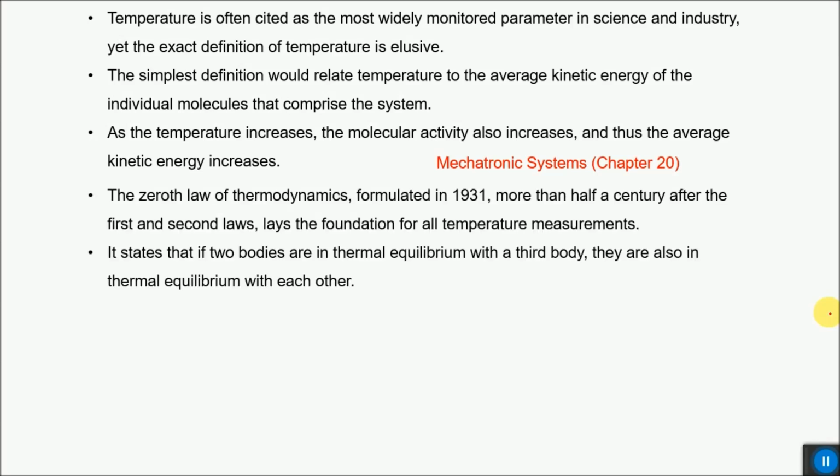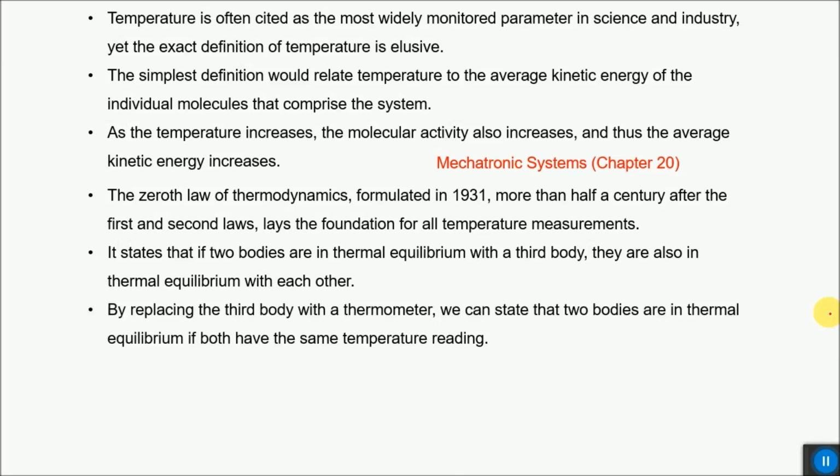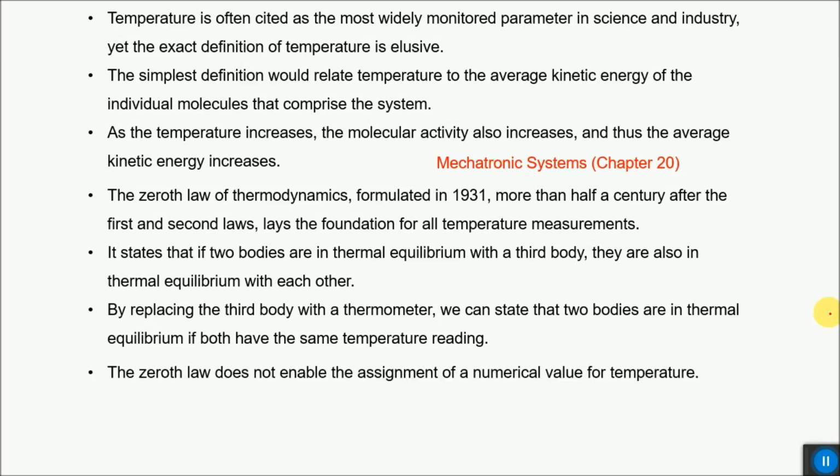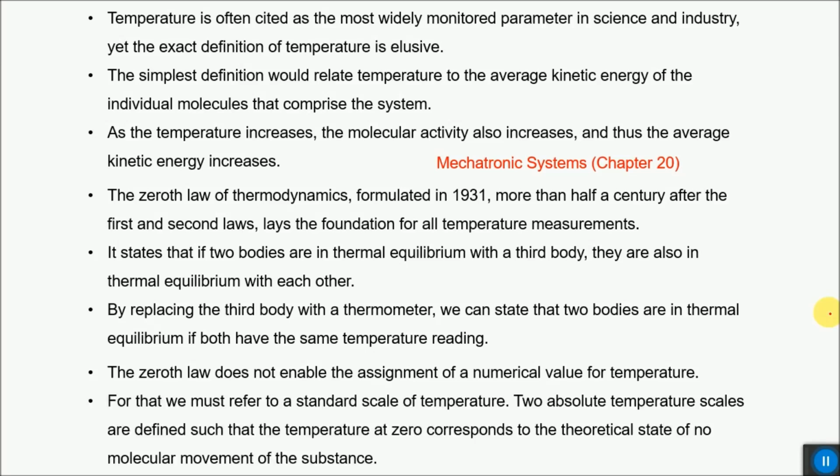The zeroth law of thermodynamics lays the foundation for all temperature measurements. It states that if two bodies are in thermal equilibrium with a third body, they are also in thermal equilibrium with each other. And by replacing that third body with a thermometer, we can state that the two bodies are in thermal equilibrium if both have the same temperature. The zeroth law does not enable the assignment of a numerical value to the temperature, and for that we must refer to a standard scale of temperature.